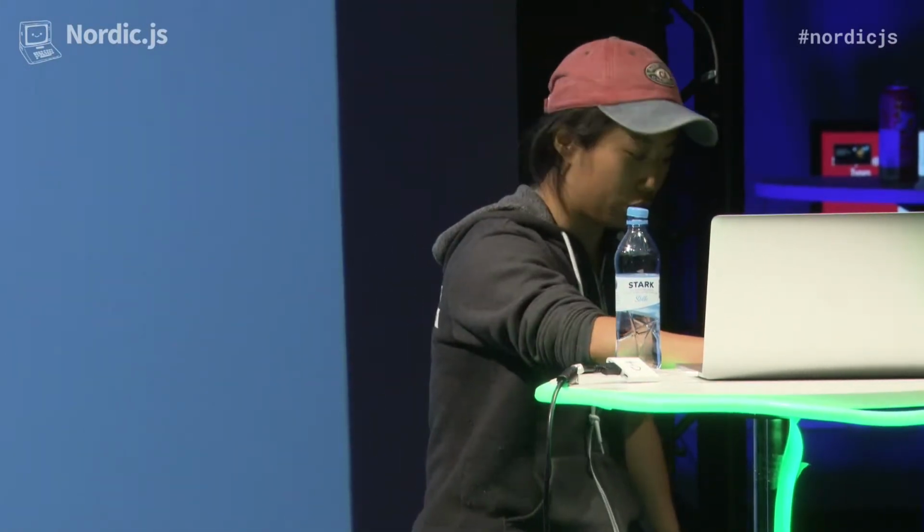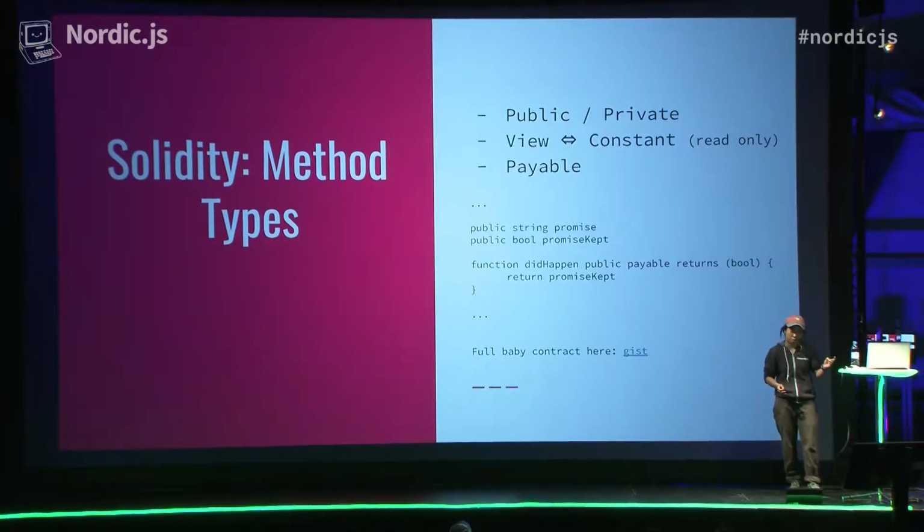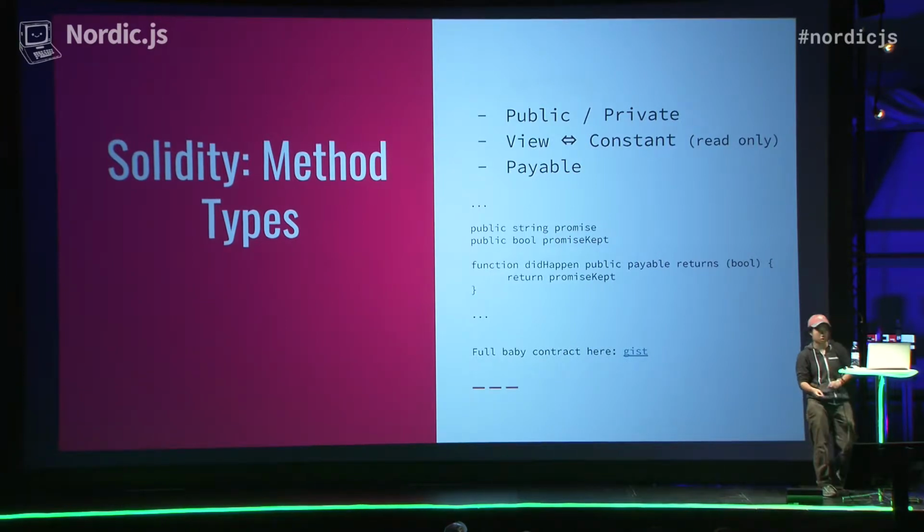So here's a little bit of an example that's kind of similar to the baby smart contract we're going to go over. As you can see, I have defined two storage variables that are public, which means anyone can call the blockchain, call this contract, and get the value of the promise, and if the promise was kept. And then we also have a function called didHappen. This is actually a really dumb function. If you pay it, and anyone can call this function because it's public, it's going to return the Boolean value of the state variable if the promise was kept. I included a link to a gist that includes the smart contract we're actually going to work on. So, next slide.